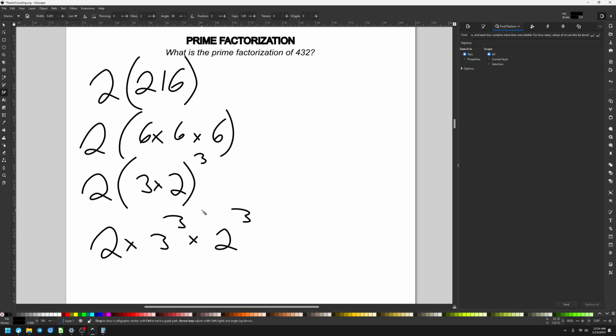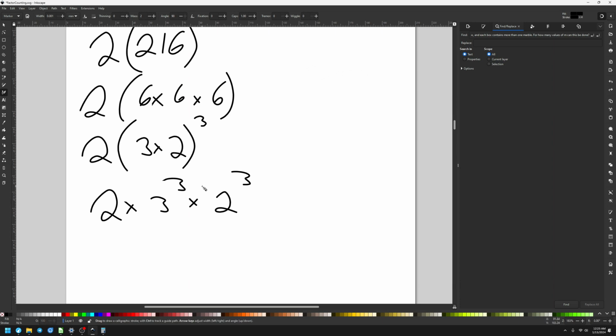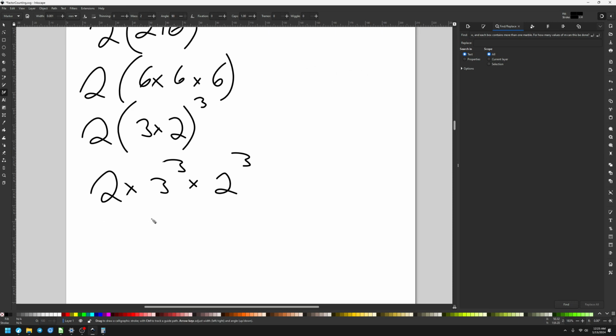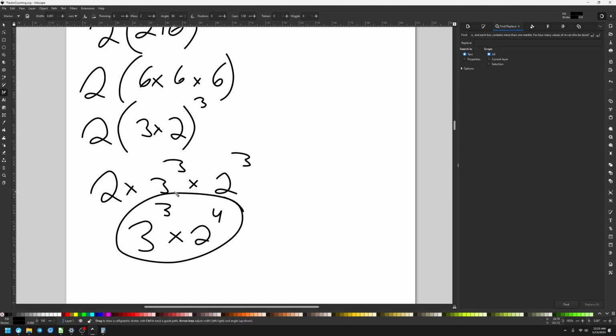And notice how we were able to distribute this exponent of 3 only because we had multiplication on the inside. If this was 3 plus 2 to the cube, we could not distribute it because it would not be true. Okay, so here we have like terms, so you can group those. So we have 3 cubed times 2 to the fourth. And that's our prime factorization.